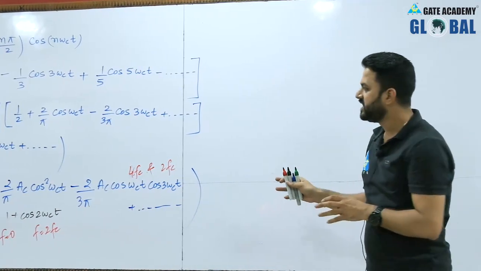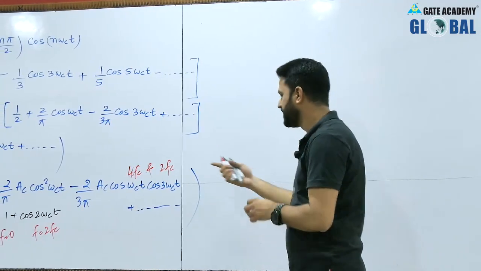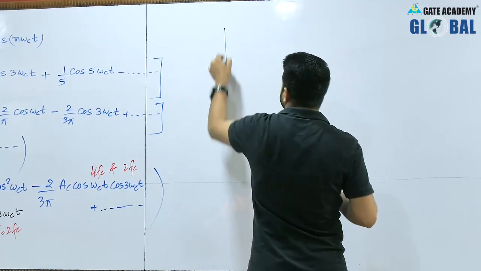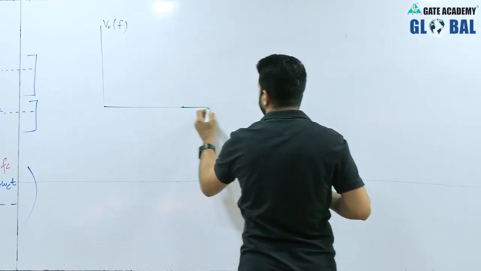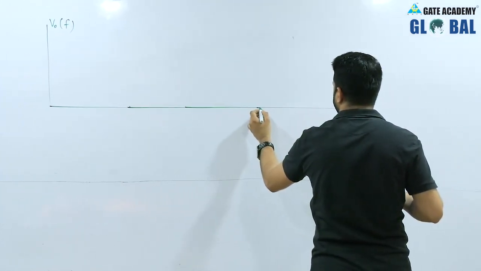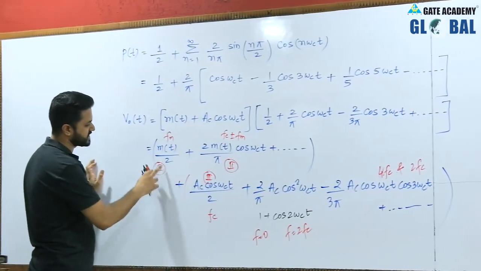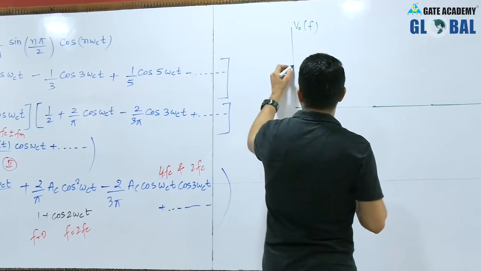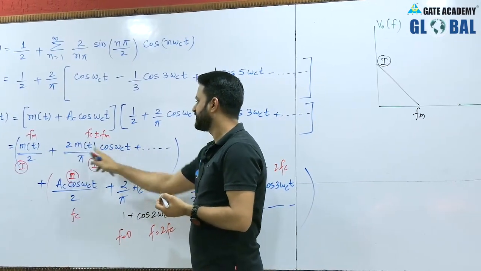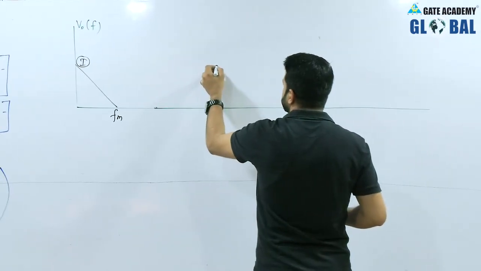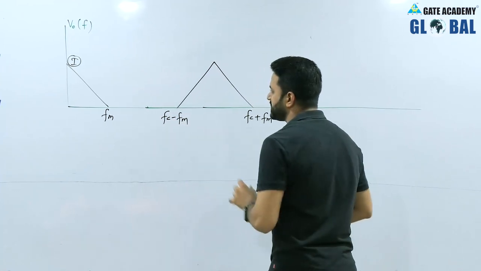Similarly we get many other frequency components also, but we are only interested in the term centered about fc which has the two sidebands fc plus fm and fc minus fm. So if we draw the spectrum of this particular term v naught f, same as in the case of the square law modulator, we draw the first term: the spectrum of the message signal is considered as fm. This is our first term. This is our second term, which should have the center frequency fc and is multiplied with m(t), so we get fc plus minus fm. So this is fc plus fm and fc minus fm. This is our second term.